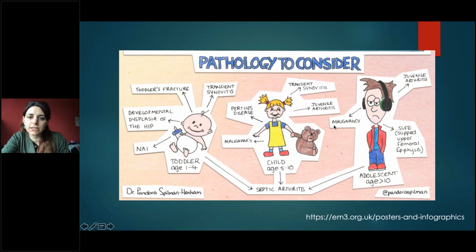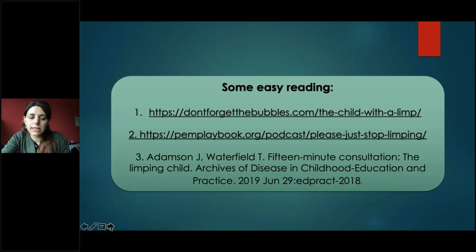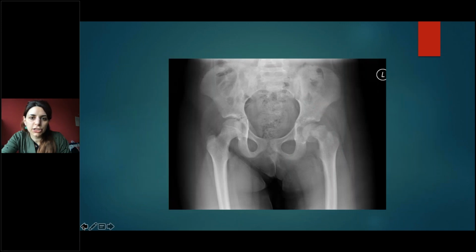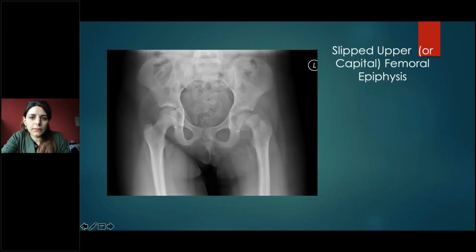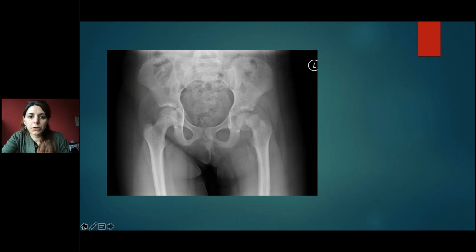And of course, conditions such as juvenile arthritis, the reactive, inflammatory autoimmune conditions. In the older child over 10, SUFE comes into the differential. And that's because of the higher force, especially, as you said, in overweight people.